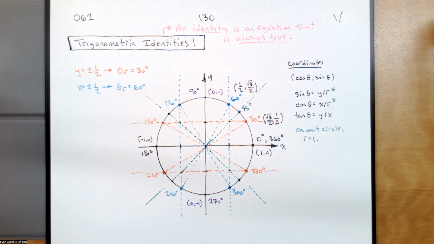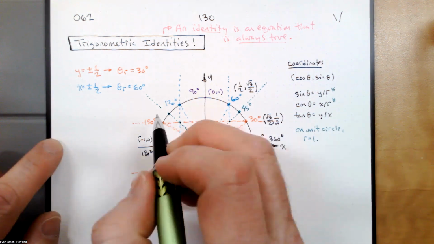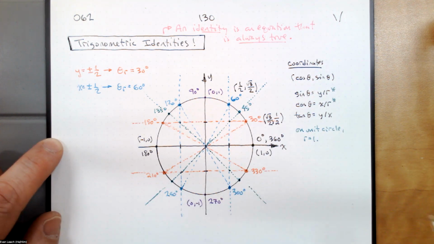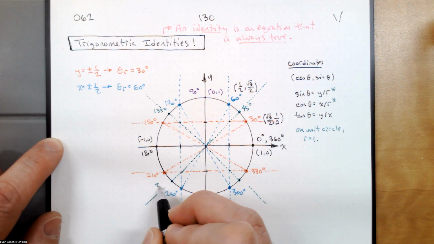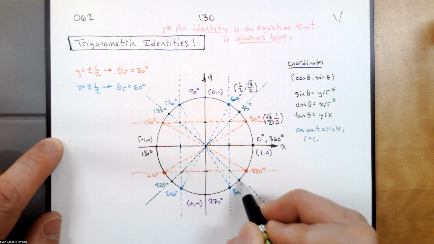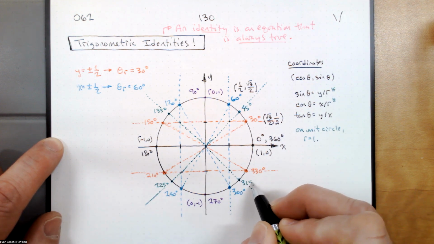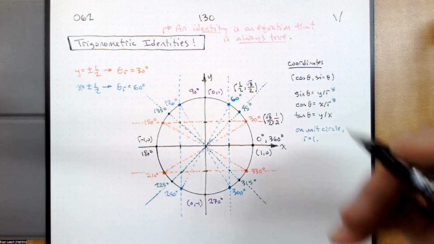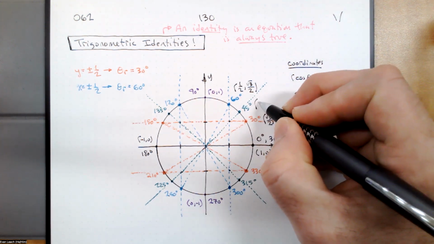So 45 degrees in the first quadrant is just 45 degrees. What's 45 degrees in the second quadrant? 135. What's 45 degrees in the third quadrant? 225. And 45 degrees in the fourth quadrant? 315. We want to remember that the 45-degree angle happens when x and y are the same. We just have to remember the value. What's the value for cosine and sine of 45 degrees? Root 2 over 2.